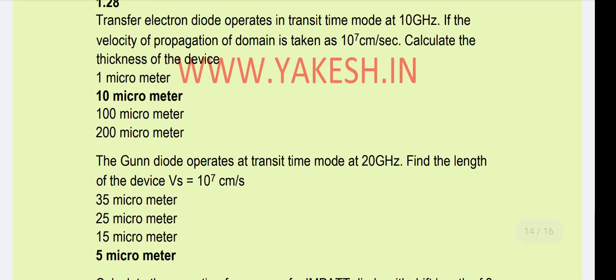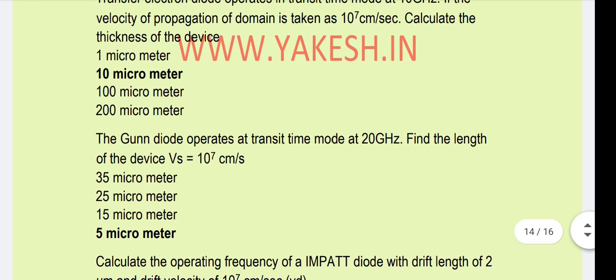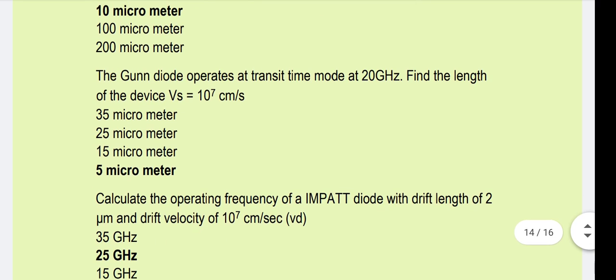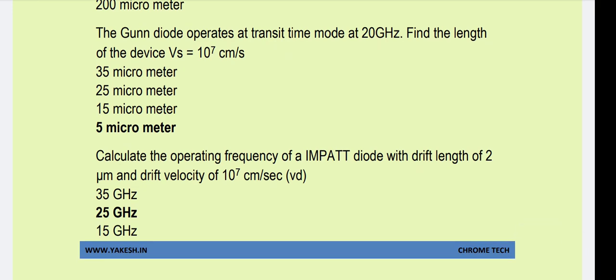Transferred electron diode operates in transit time mode at 10 GHz. If the velocity of propagation of domain is taken as 10 to the power 10 cm per second, calculate the thickness of the device. Option B is the correct answer, 10 micrometer. Gunn diode operated at transit time mode at 20 GHz. Find the length of the device, 10 to the power 7 cm per second. Option D is the correct answer, 5 micrometer.